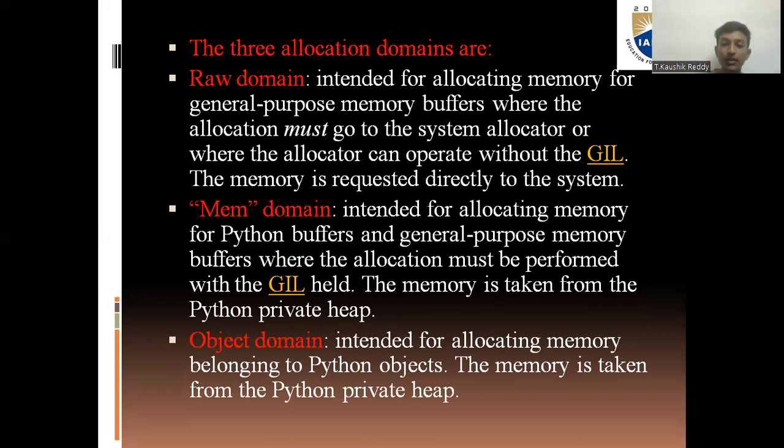Object domain, intended for allocating memory belonging to Python objects. The memory is taken from the Python private heap. So the object domain is where the memory is taken from the Python private heap, for allocating memory belonging to Python objects.